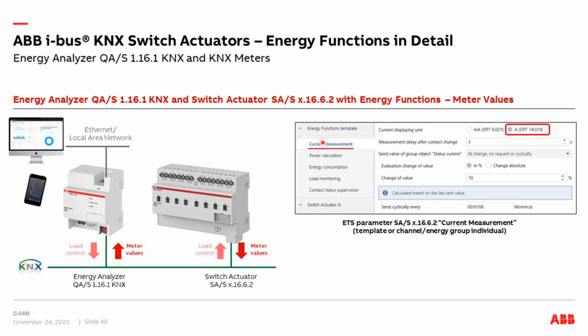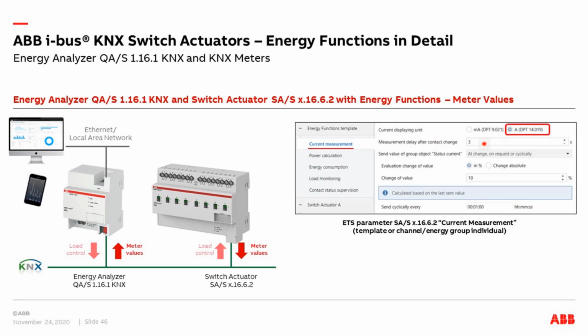So then let's come to the parameter settings here of the switch actuator. At first we go here to the first menu, which is the current measurement. We have to set here, we want to get the meter value, the current in amps. So this is the official data point type 14019. So please set here A.